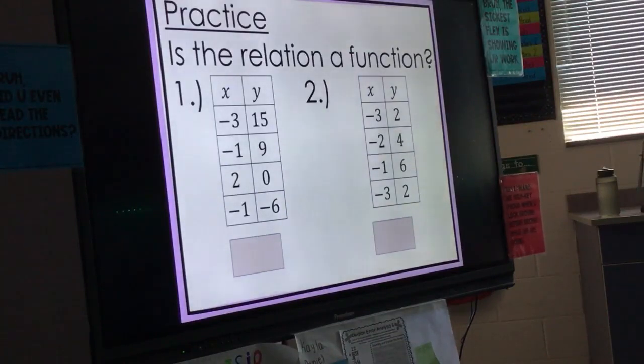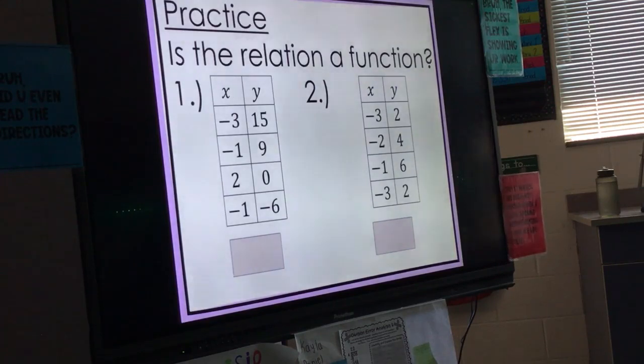All right, this is on the right side of your page. Looking at number 1. What do you think? Yes or no? Stand up if you say yes. Okay? Stand up if you say no. Be prepared to justify why you're saying no.